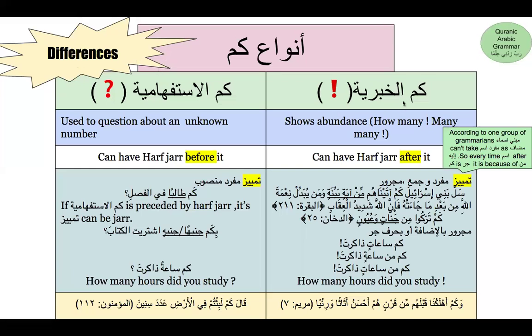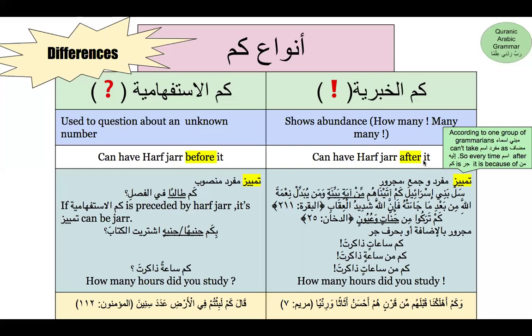So here you're going to learn the differences between kam al-khabariyya and kam al-istifhamiyya. Kam al-khabariyya shows abundance in number. It can be translated as how many or many, many. So it gives you information about a number that is large. Kam al-istifhamiyya, as the name indicates, is used to ask a question about an unknown number. For example, if I have to say how many books have you read, how many cities have you visited, the tool of istifham that I'm going to use to inquire about the number is going to be kam al-istifhamiyya.